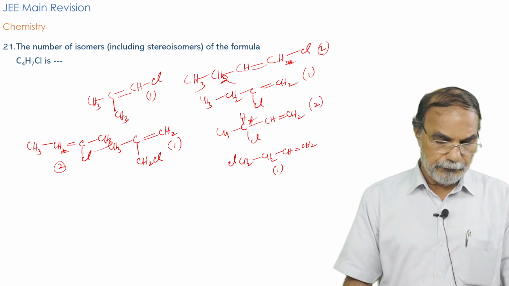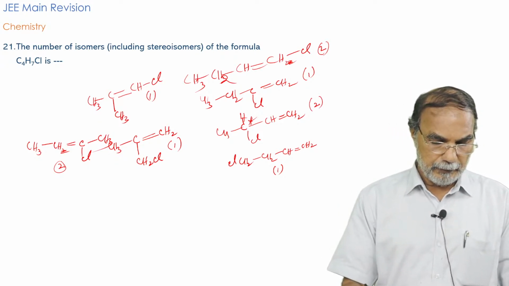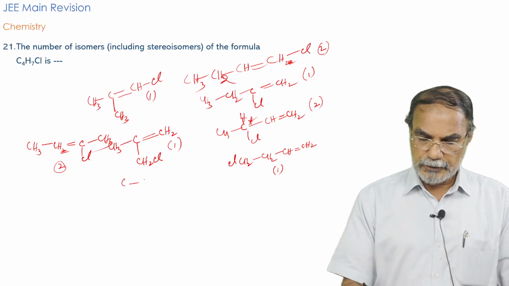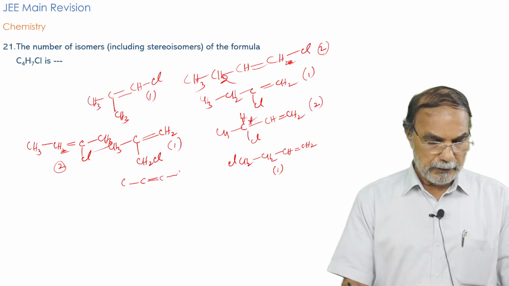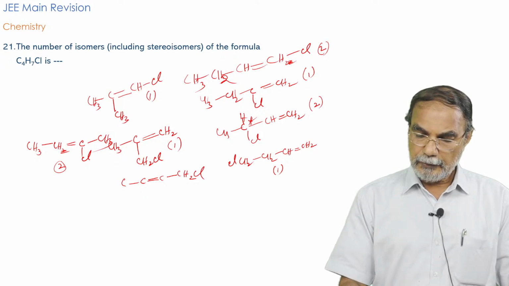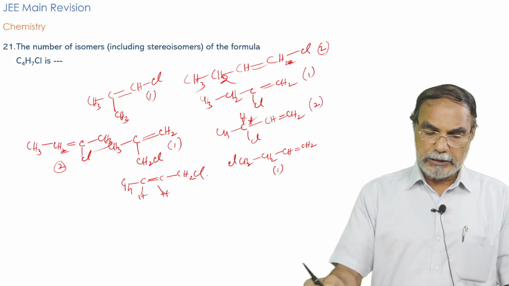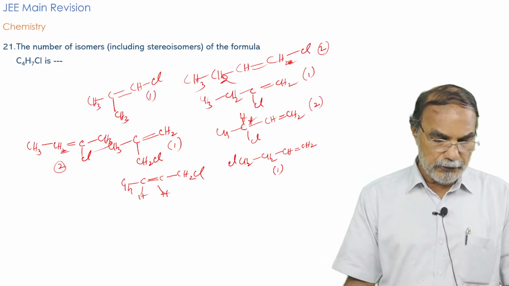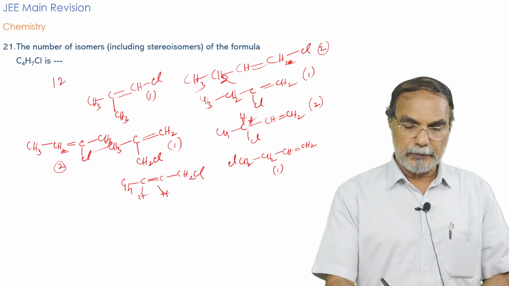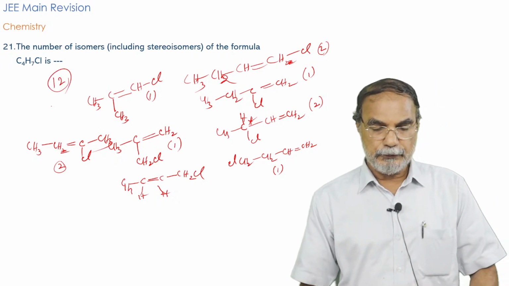And again, the possibility of this sort of isomerism, C double bond C, CH2Cl, I think we have already written. You have geometrical isomerism possible in this case also. So by counting all such compounds, you will be able to see that you have as many as 12 isomeric compounds for this compound, C4H7Cl.